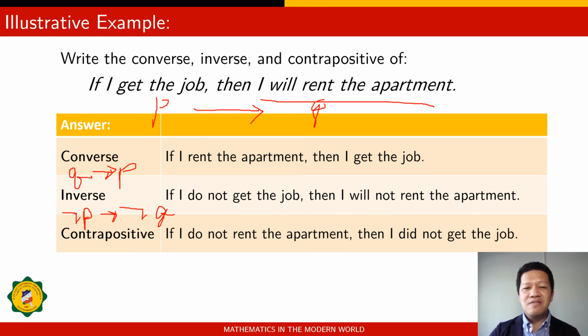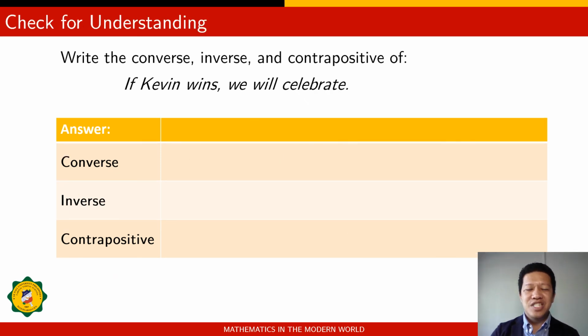And our contrapositive is actually the symbol not Q implies not P. Therefore, the statement will be, if I do not rent the apartment, then I did not get the job. So that's how to actually get the related statements of a conditional statement. Checking for understanding. You're going to write the converse, inverse, and contrapositive of this given conditional statement. If Kevin wins, we will celebrate. So what will be the converse, inverse, and contrapositive?